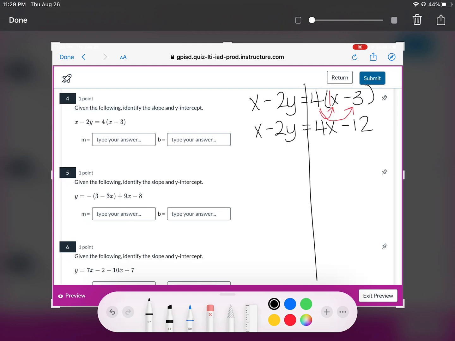Our next step is to combine. Can we combine anything on the left or anything on the right? No. Our next step would be to move our answer, which is already on the left side, so we're good. That means we need to move everything else to the other side.